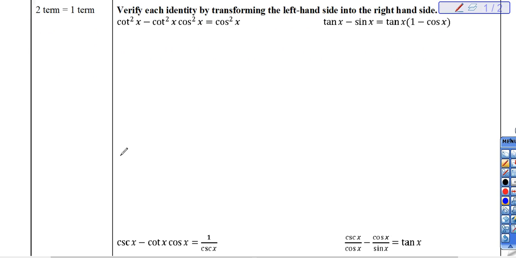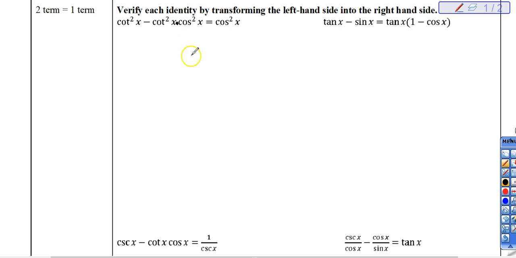So let's look at the problem. Verify each identity by transforming the left-hand side into the right-hand side, and do not change the right-hand side no matter how badly you want to. Okay, so let's just look at this problem. Here I have a subtraction and a little multiplication equals a single term, right? And we can combine these two things into one thing if we want to.